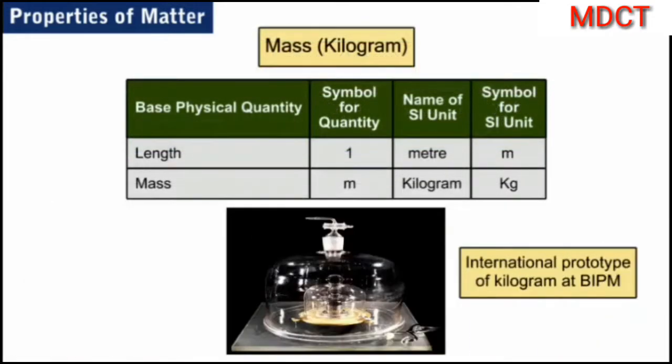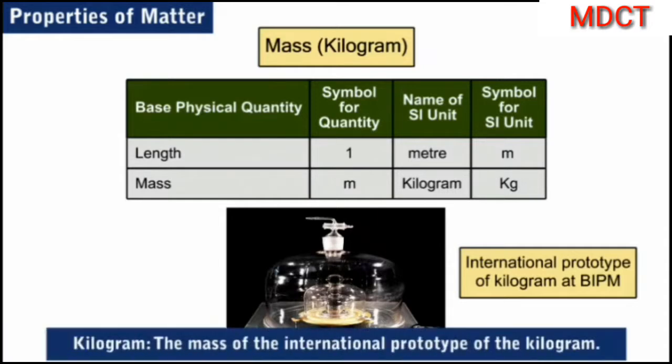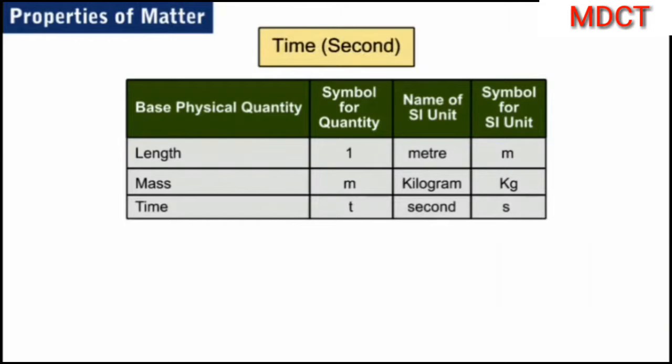The SI base unit of mass is kilogram, which is equal to 2.2 pounds. As per the SI unit, kilogram is the mass of a specific cylinder of platinum iridium alloy kept at the International Bureau of Weights and Measures in France. Thus, it can be defined as the mass of the international prototype of the kilogram. The SI base unit of time is second.